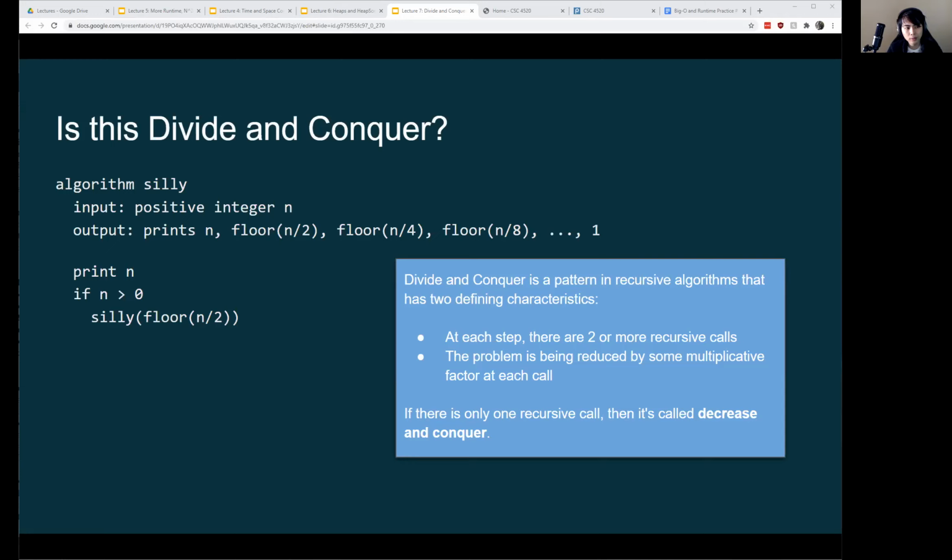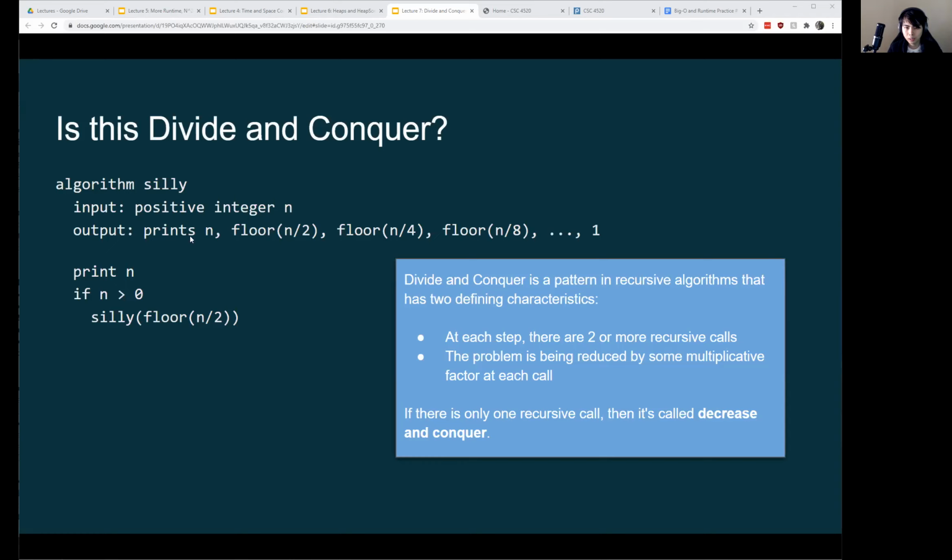There's about 5 of you left. Go ahead and finish your votes if you haven't already. I'm going to close the poll now. All right, so it was a tight race. About half of you thought that this was decrease and conquer. And then some of you thought that this was divide and conquer. And some of you thought that it was not divide and conquer.